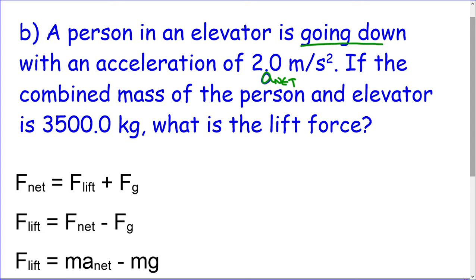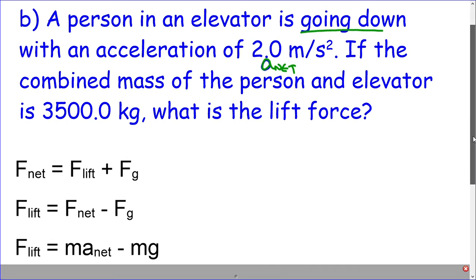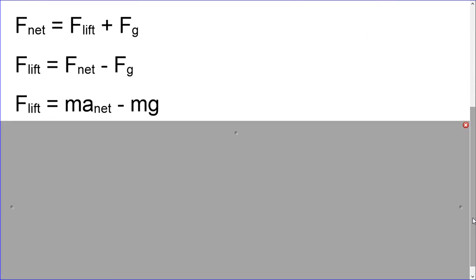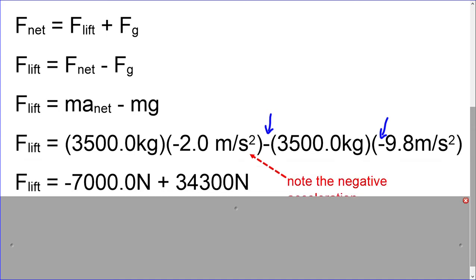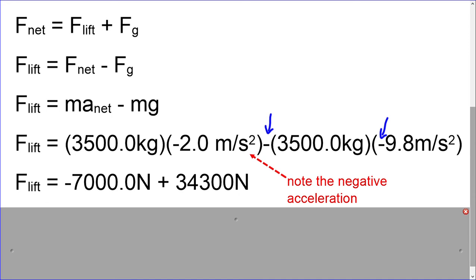Now, going down also indicates that this thing should be a negative. And so, as I move down through here, through my answer, I can see in my next part that I have 3,500 kilograms. Notice the negative that pops up with the 2 meters per second squared. And then I still have negative 9.8 and that minus. So I can tell that when they multiply together, I'm going to end up adding them. So note the negative acceleration that's there. At the end of this now, notice that my net force is actually moving downward. That makes sense because it says in the problem that the elevator is going down.